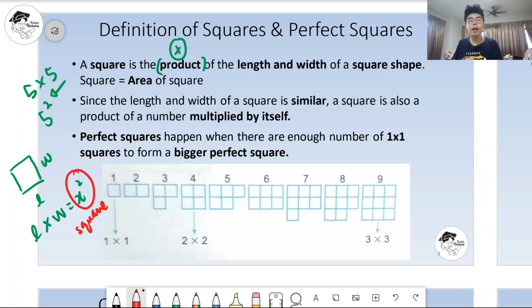So square actually maksudnya apa? Maksudnya ada satu nombor, you akan darab nombor tu dengan sendirinya, you akan dapat jawapannya adalah nombor tu kuasa 2. Okay, let's say 5 darab 5, jawapan kamu akan jadi 5 kuasa 2. Okay, 5 times 5 akan jadi 5 kuasa 2.